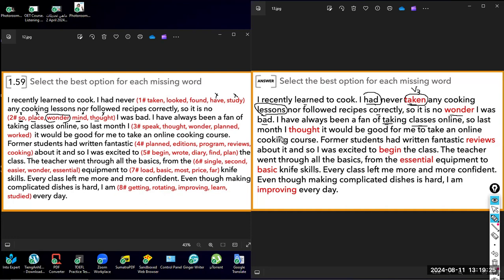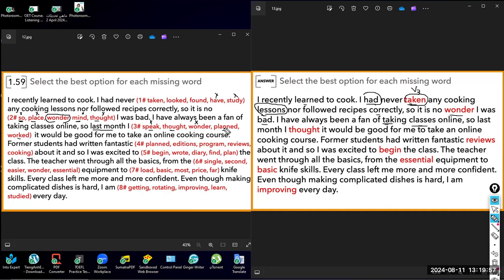Last month, I thought. Keep in mind, guys, that this is last month. This is the simple past. Because this is the simple past, I have to choose a simple past verb. So notice that speak is in the simple present, so it's not speak at all. So we have thought, wonder, and wonder is in the simple present, so I don't have to use wonder. So I have thought, planned, and worked.